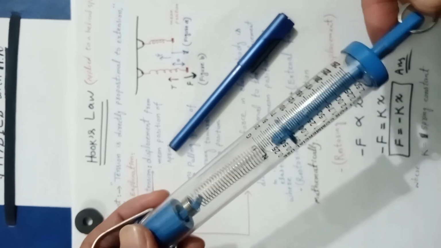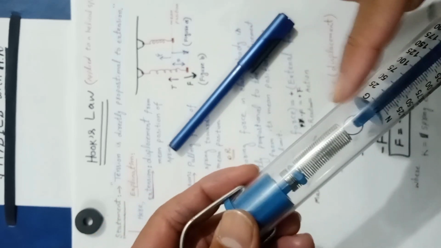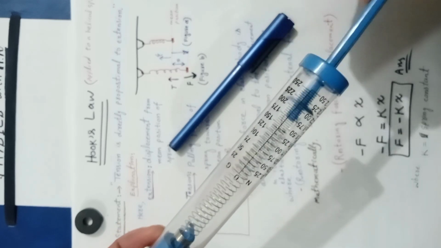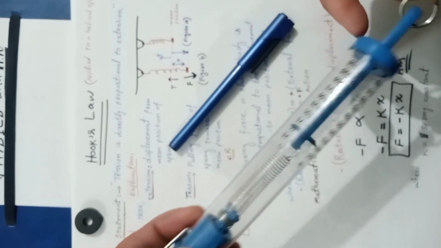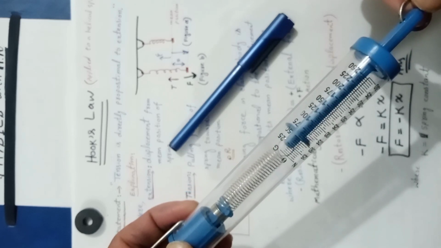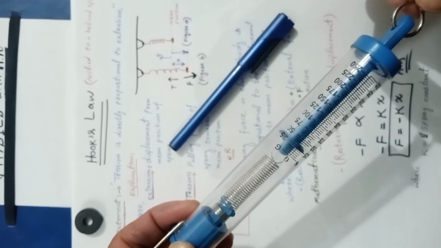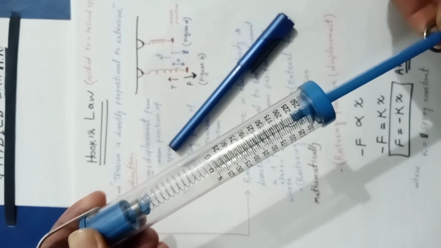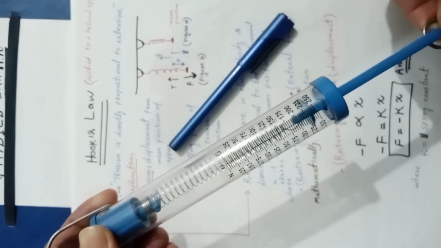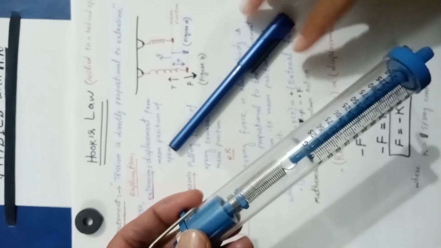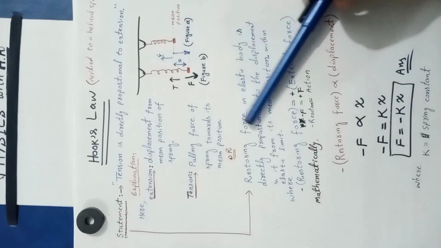Hooke's law states that the restoring force of a spring is directly proportional to the displacement from its mean position, right? If we have small displacement, then restoring force will also be small. If we have large displacement, restoring force will also be large. So it is the concept of Hooke's law. Now we are going to start the definition of Hooke's law.